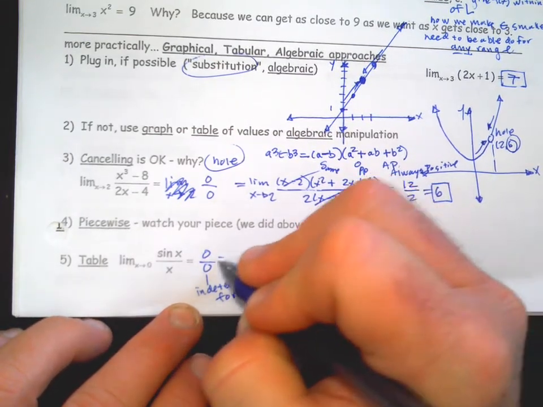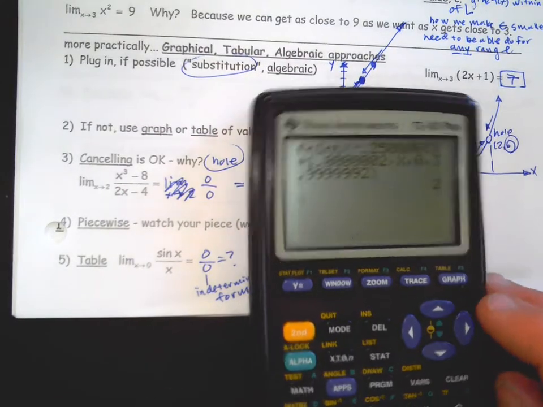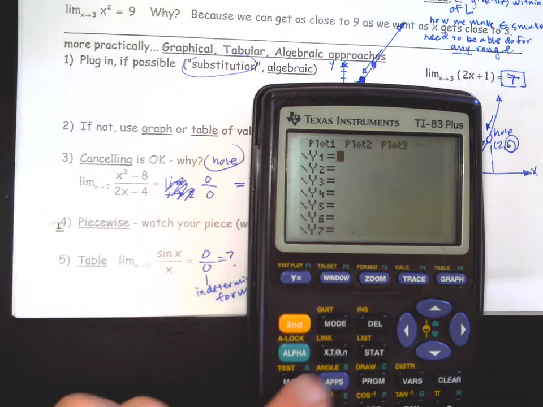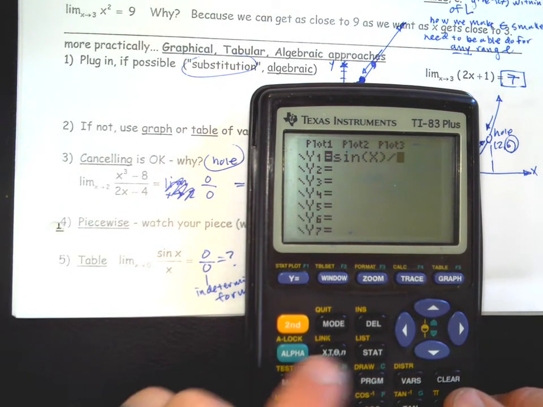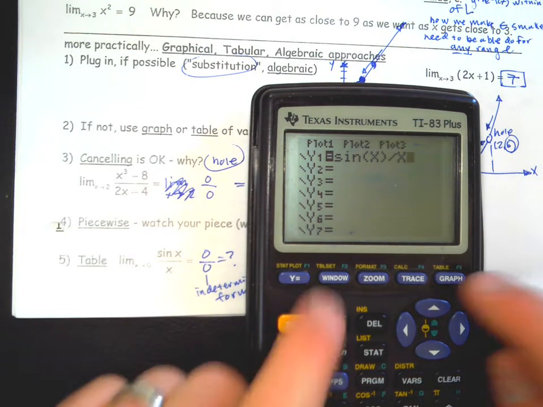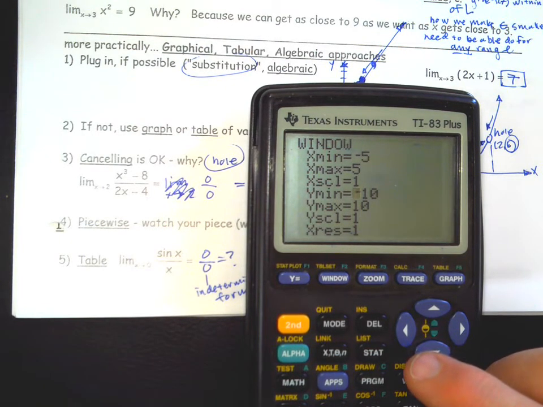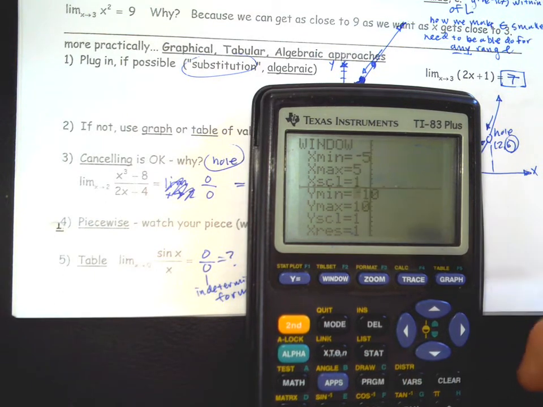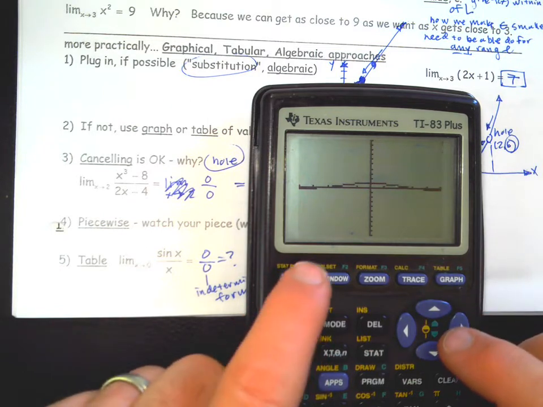Okay, so what does it equal? Well, we can't really factor the hole out either, but there is a hole. So I could show you on a graph. If we put in sine x divided by x, I think we should be in radian mode. Okay. We go to window, -5 to 5. No, just start with that. So here's the graph. And that's kind of what it's doing now.